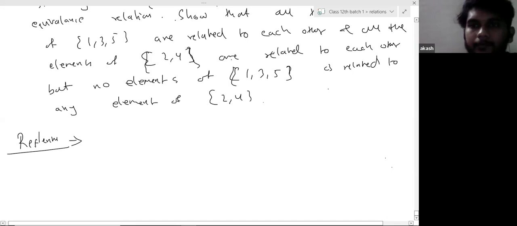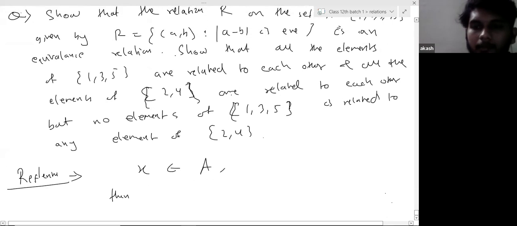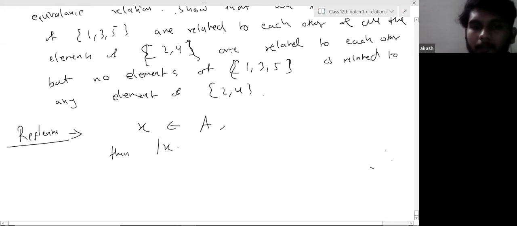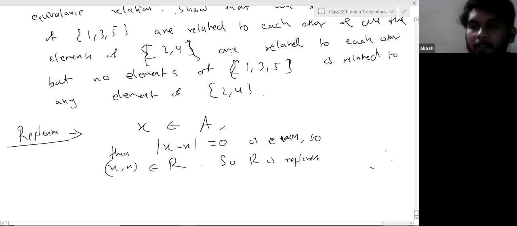If x belongs to A, then mod of x minus x is equal to 0, which is even. So (x, x) belongs to R. R is reflexive. This is very easy, right? Reflexive part is very easy.